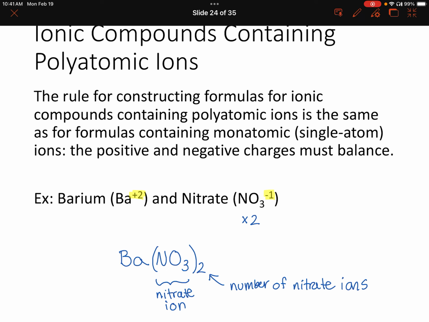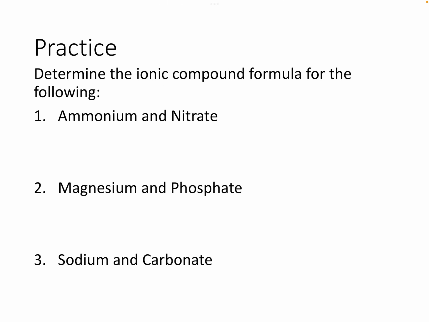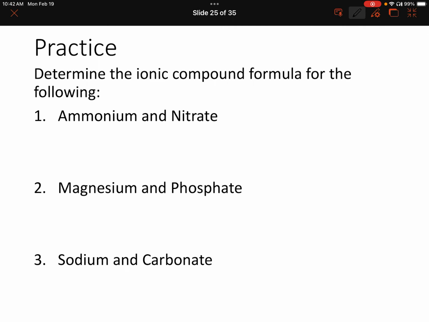All right, so let's practice. Let's determine the ionic compound formula for the following. So ammonium and nitrate, magnesium and phosphate, and sodium and carbonate. So let me just write down those polyatomic ions for you because I know you couldn't have possibly memorized them in the last minute. So ammonium is NH4 plus 1, and we just saw that nitrate is NO3 minus 1.